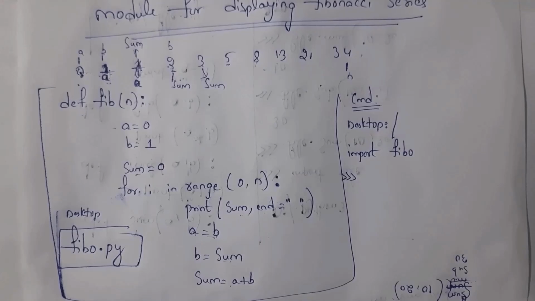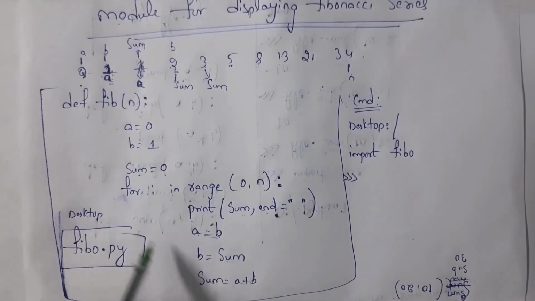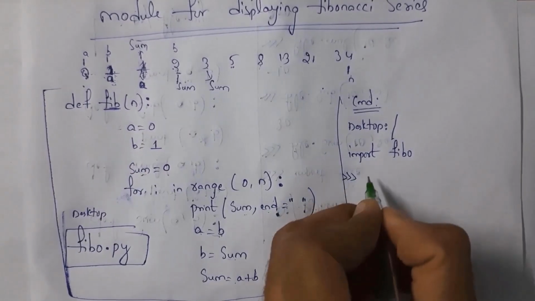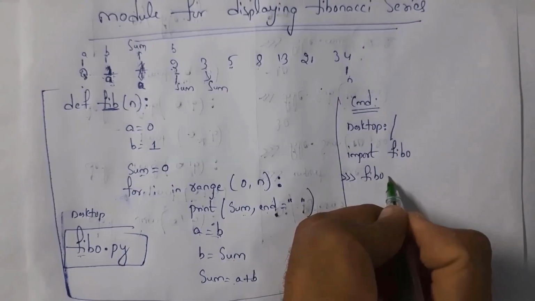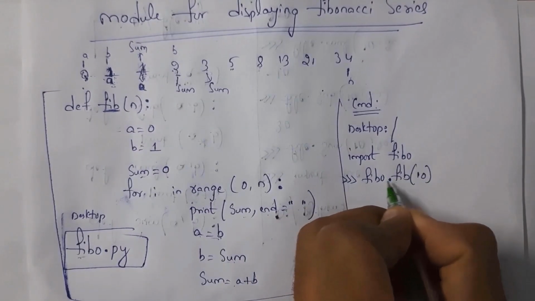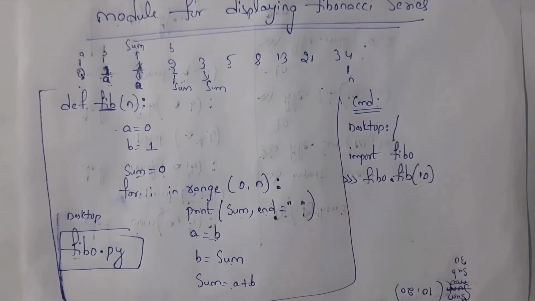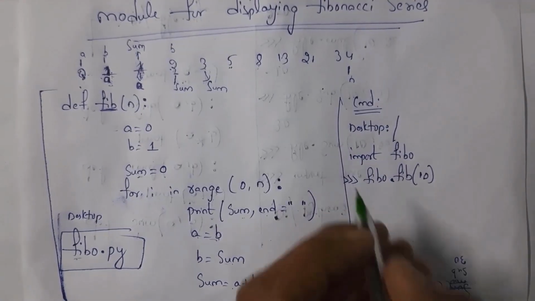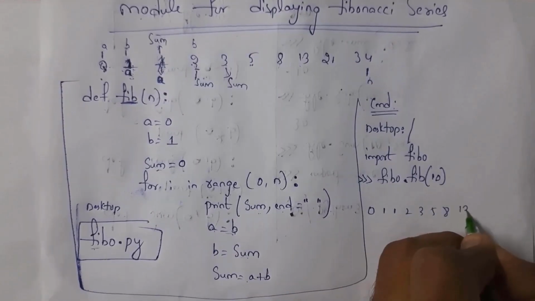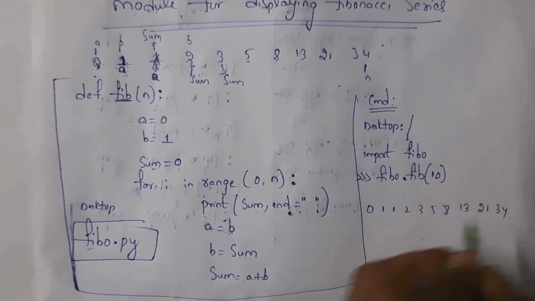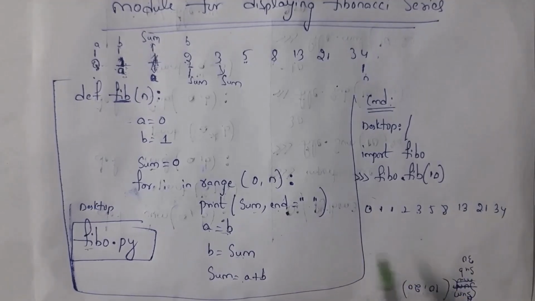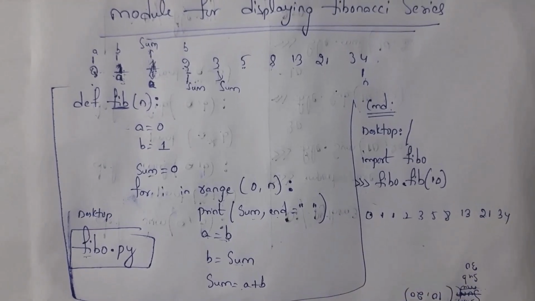Whenever you click enter, it will open fibo.py. This program is present in the function fib. So just write here the module name, that is fibo dot the function name, that is fib. So whenever you give here fibo.fib(10), it will print the Fibonacci series up to 10 values. So you will get output starting 0, 1, 1, 2, 3, 5, 8, 13, 21 and 34. Total 1, 2, 3, 4, 5, 6, 7, 8, 9, 10. This is my output. This is how we create a module for the Fibonacci series.